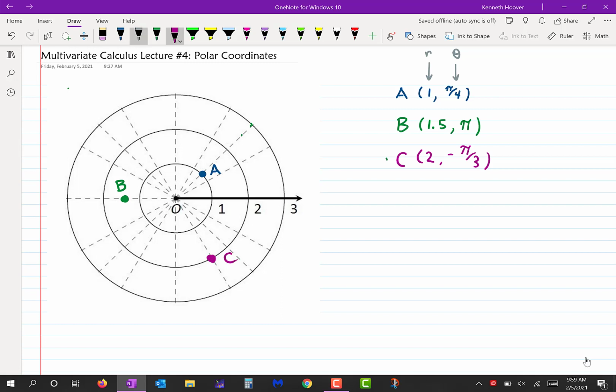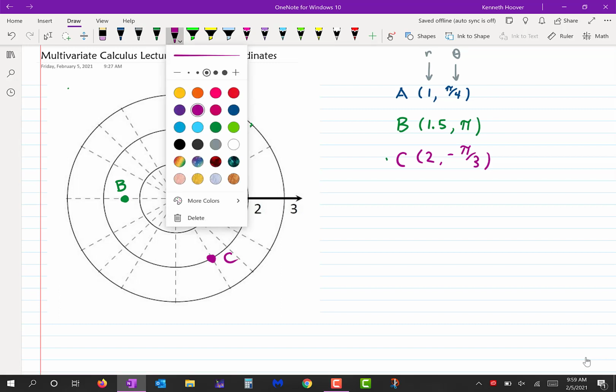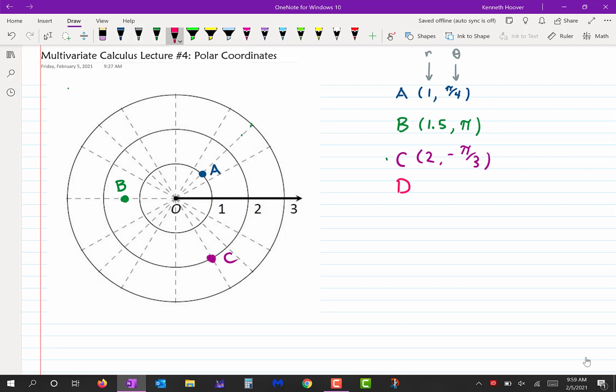Let's do one more. This will be point D. And the coordinates will be negative 1, comma, pi over 4. Okay, so I go an angle of pi over 4. And now, this is interesting. The radial distance says negative 1, right? And that's okay. That's allowed to be negative. It just means that I'm going to draw the ray this direction, backwards, if you will, a distance of 1. And so there's my point, D. Okay, that's how that works, plotting points in polar coordinates.